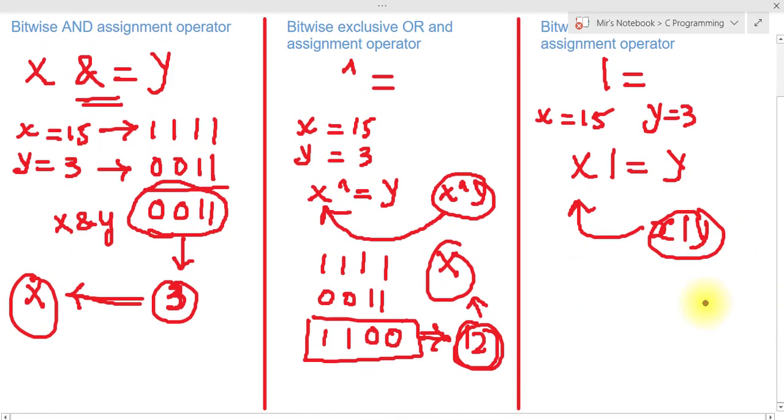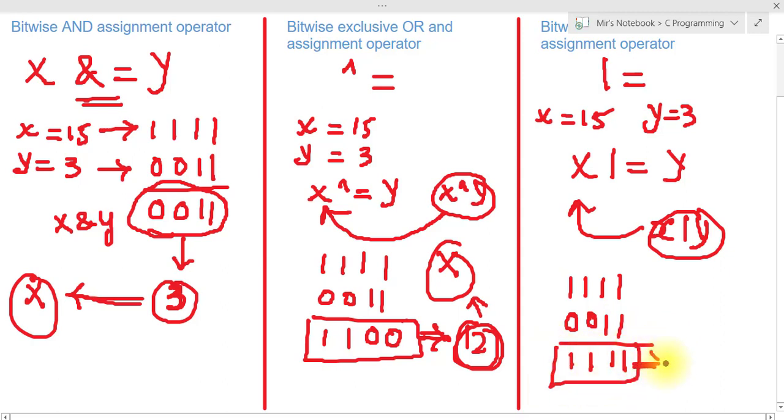So let's apply. The binary equivalent of 15 is 1111 and the binary equivalent of 3 is 0011. So as per the OR operator, it will return 1 for all the bits, because our condition of at least one 1 being present has been satisfied, and the decimal equivalent of 1111 is 15, which was the original value, and this will get assigned into X.